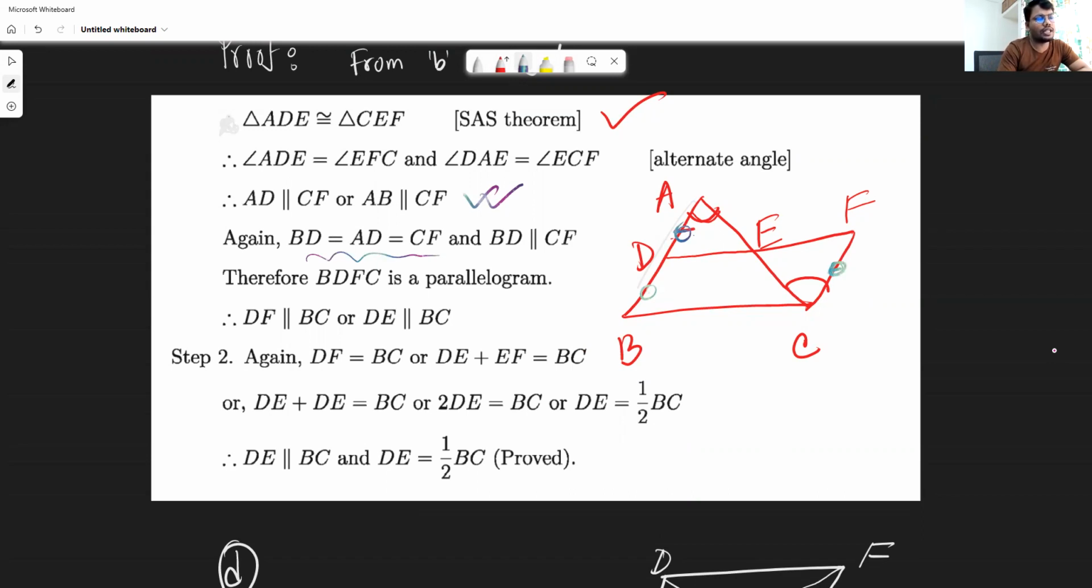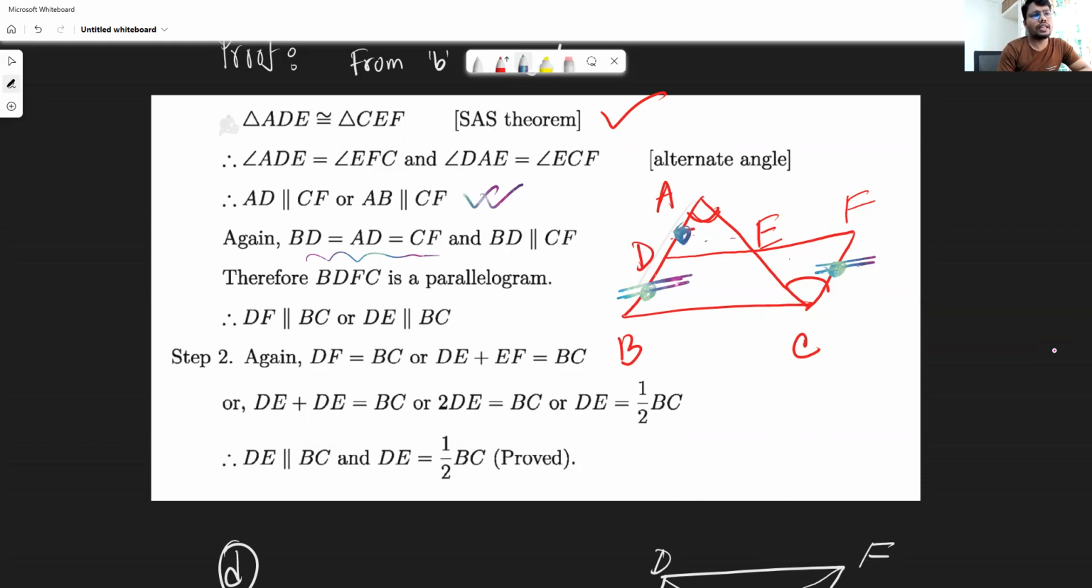Again, BD and AD are the same because it is given in the construction. So first in the construction, BD equal to AD, and AD is equal to CF because they are congruent to each other. So definitely now this side and this side are the same. By making the relation, we can say these two sides are the same and they are also parallel.